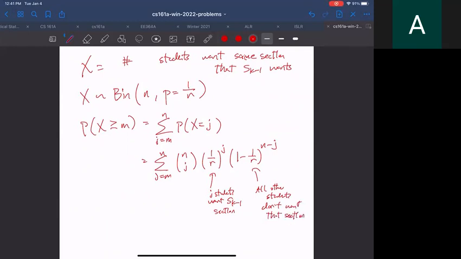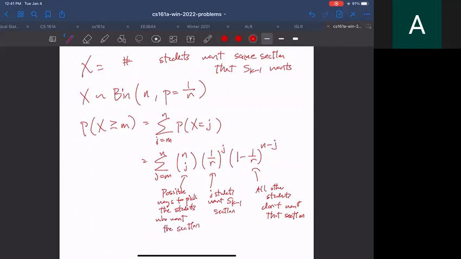We need both to happen. But then there are a lot of different ways this could happen, because this focuses on a particular set of students who want that section. But in reality, we could choose any of the j students to want that section. So this is to account for possible ways to pick the students who want the section.